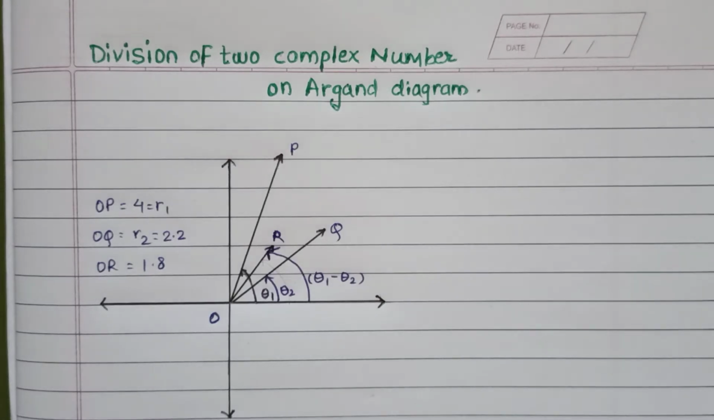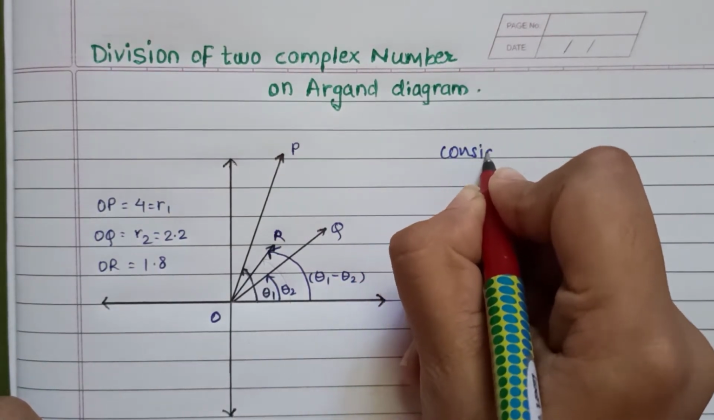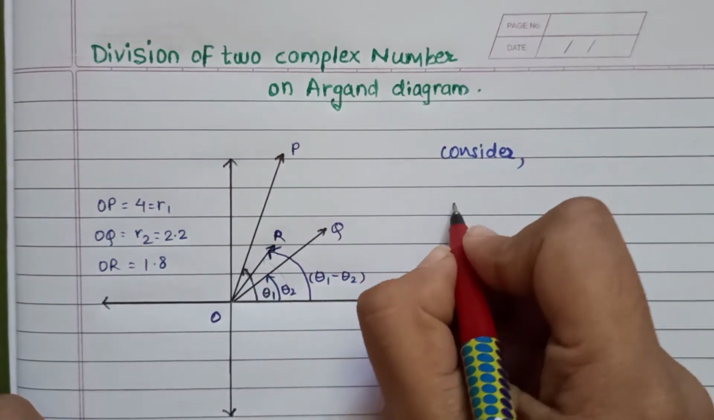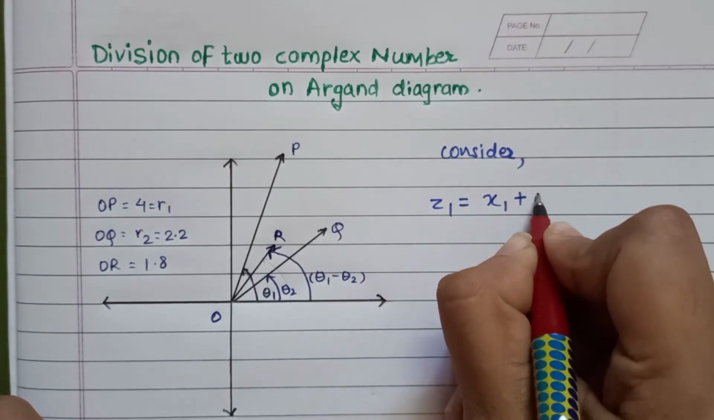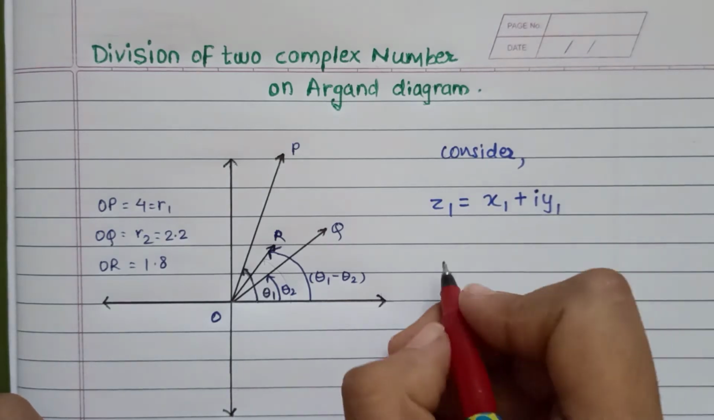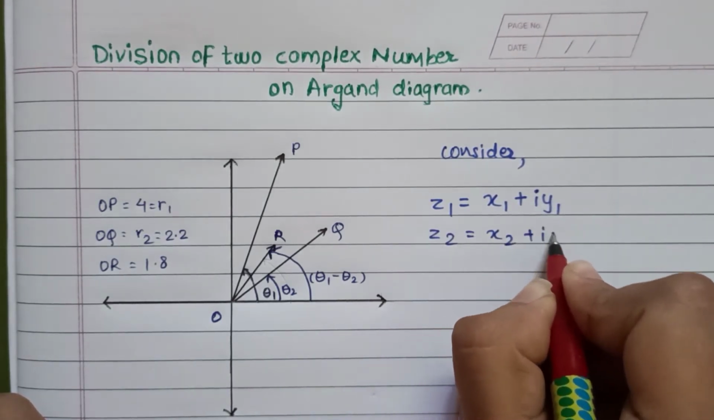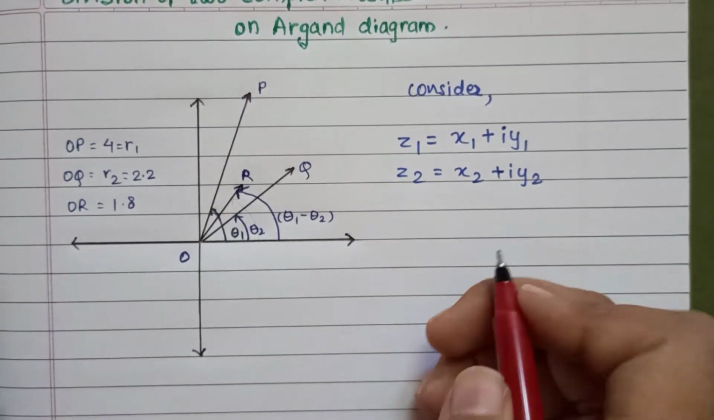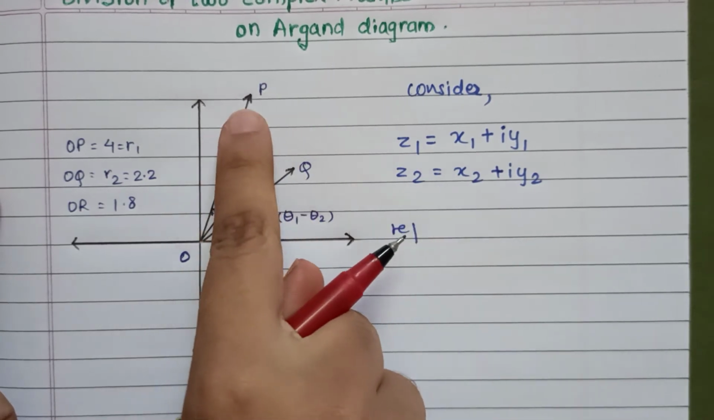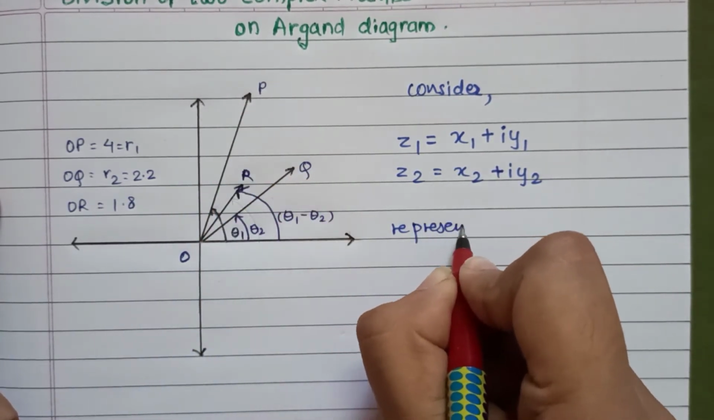Division of two complex numbers on Argand diagram. Let us consider two complex numbers Z1 is equal to x1 plus iy1, Z2 is equal to x2 plus iy2. These numbers are represented by point P and point Q respectively on Argand diagram.